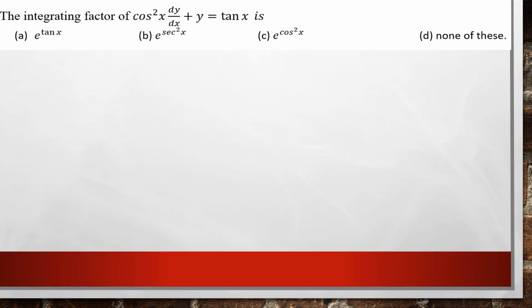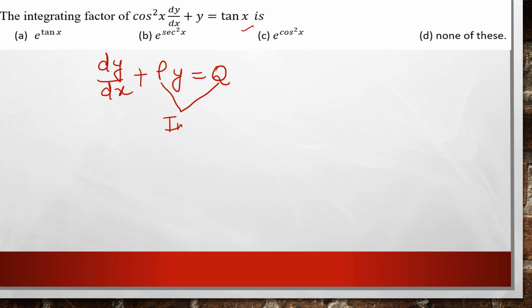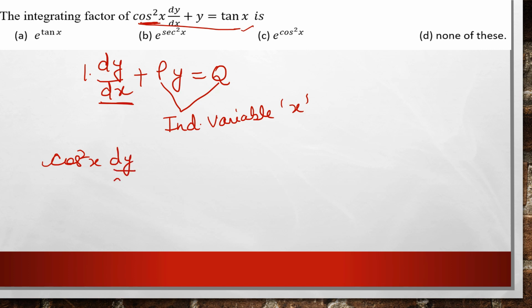Now this is the next question, and this is again a Leibniz equation. Okay, so a Leibniz equation is of the form dy over dx plus py equals q, where p and q are functions of the independent variable, and here the independent variable is x, right? So the coefficient of dy over dx should be 1, but here in this equation they have given you cos square x. So what we will do is divide both sides by cos square x, in order to get the coefficient of this term as 1.